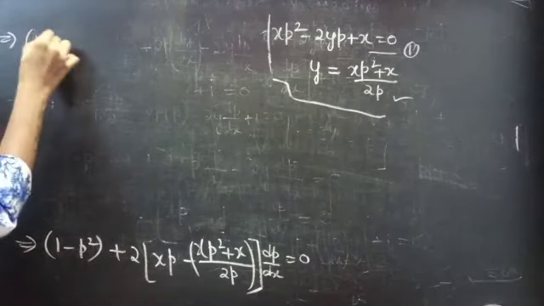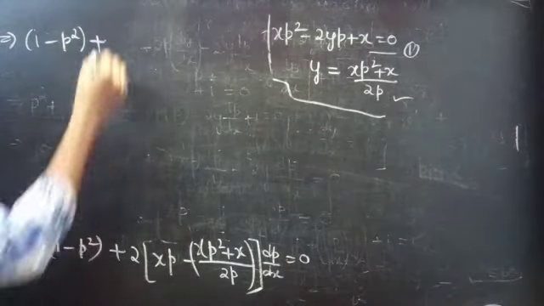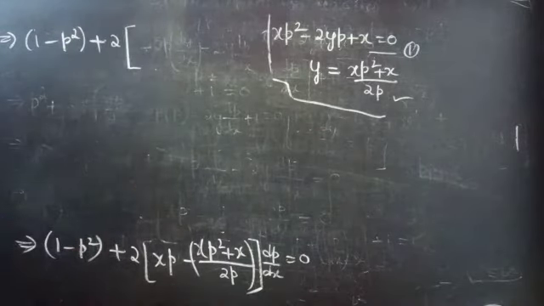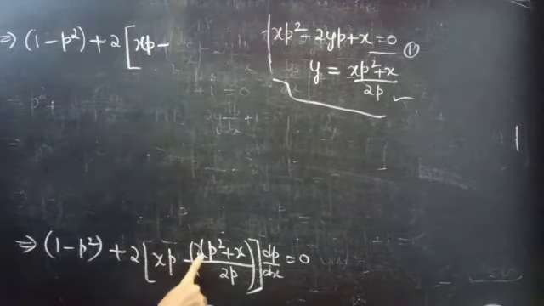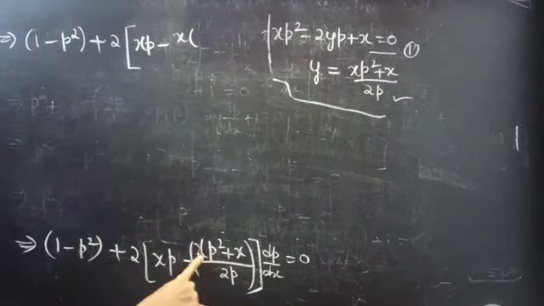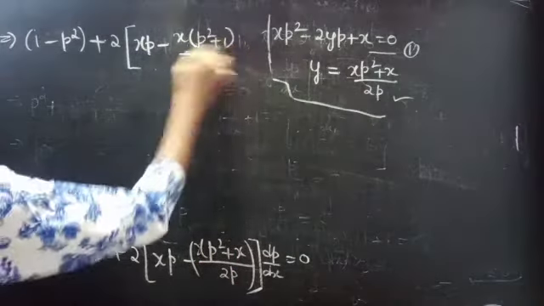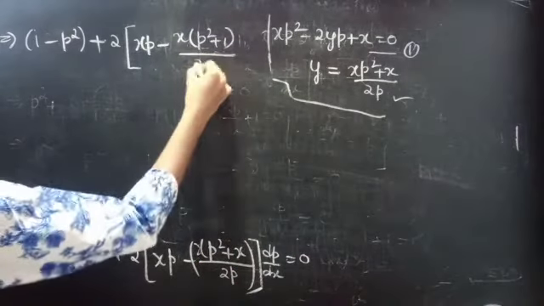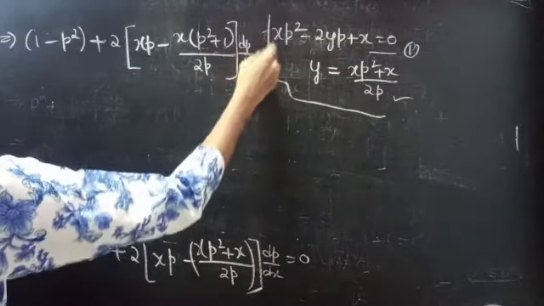Then 1 minus p square plus 2 times (xp minus ...). See, you're having x in both the terms, right? So let's take x common from these two terms. You'll get x times (p square plus 1) by 2p into dp by dx equals 0.